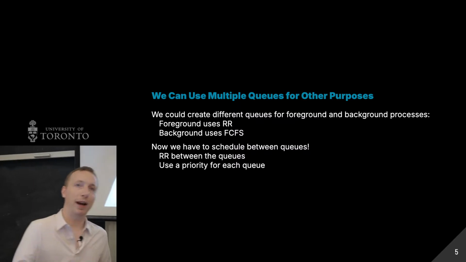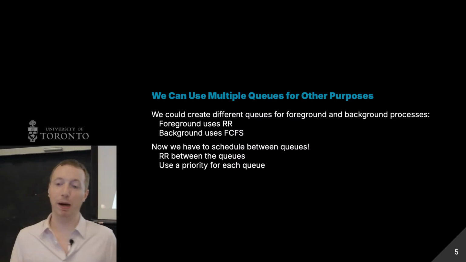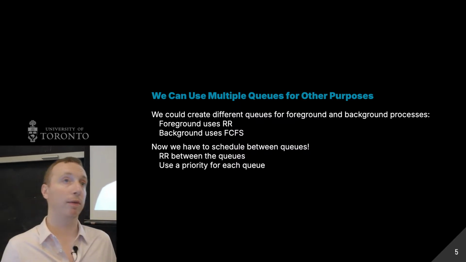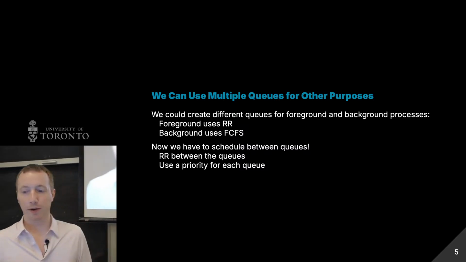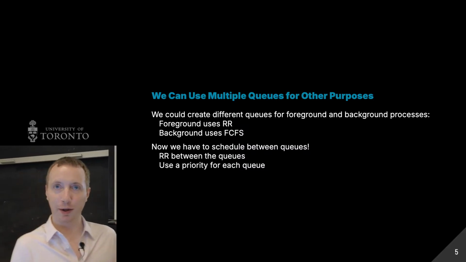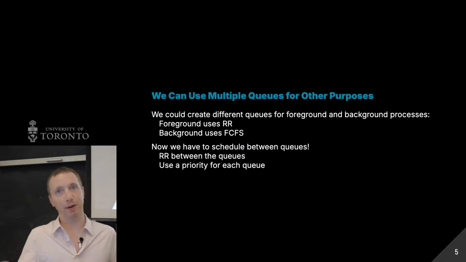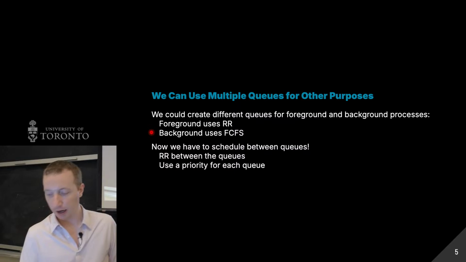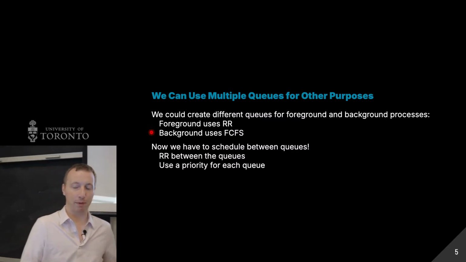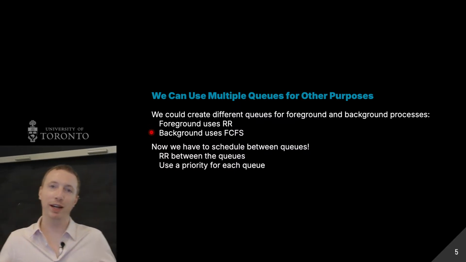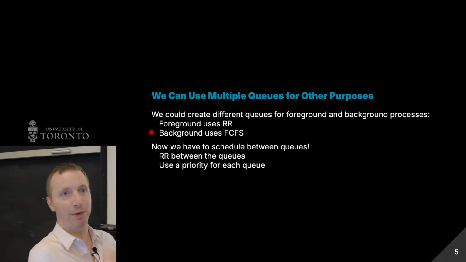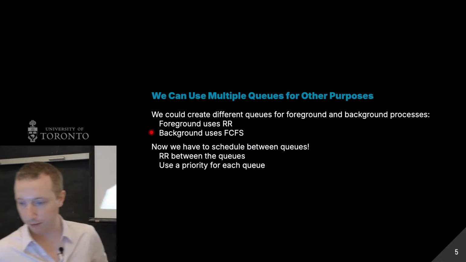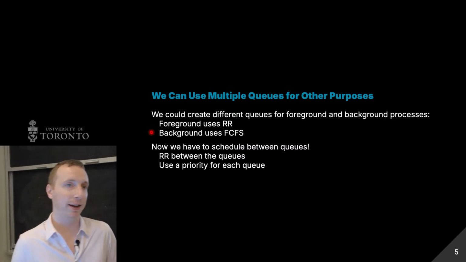And now we would have to, of course, schedule between background processes and foreground processes. So maybe we round robin between the queues, and then after it picks whether it's foreground or background, it either picks round robin again or first come, first served after that. And we could, of course, make this more complicated and add priorities for them. So maybe you also prioritize foreground tasks more than background tasks.